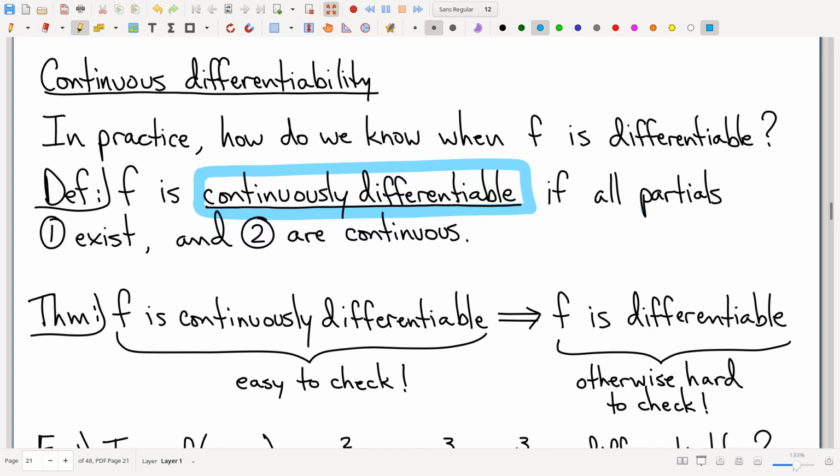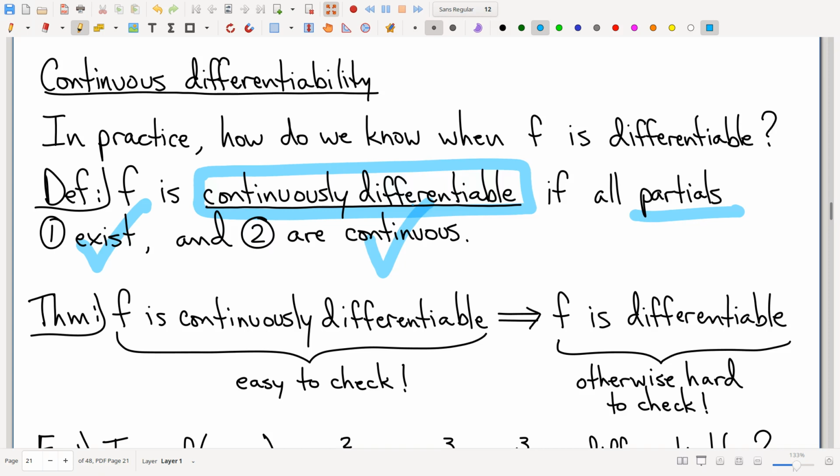All you have to do is take the partial derivatives of the function in question. That's easy. Partial derivatives are the world's easiest derivatives. Just write down the partials. Confirm that they exist. Right? You've got to make sure that there's no zeros in your denominator or natural log of a negative number or something like that. Just make sure that they exist, and then just make sure that they're continuous.